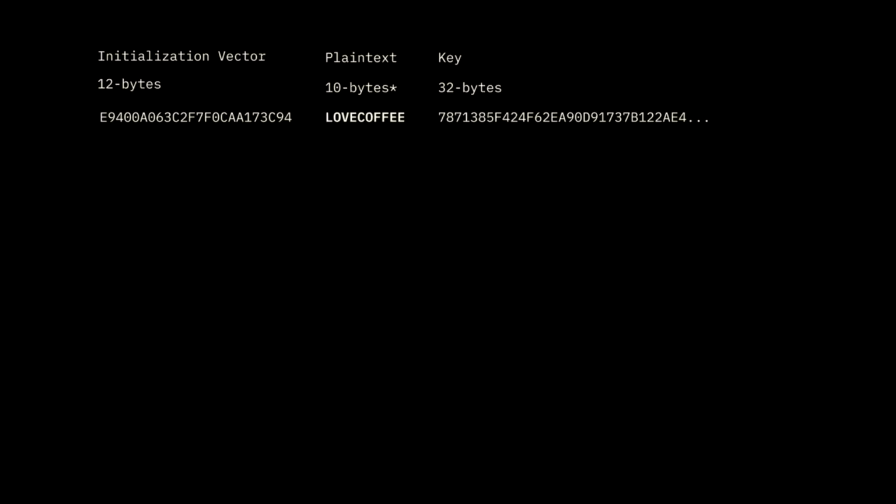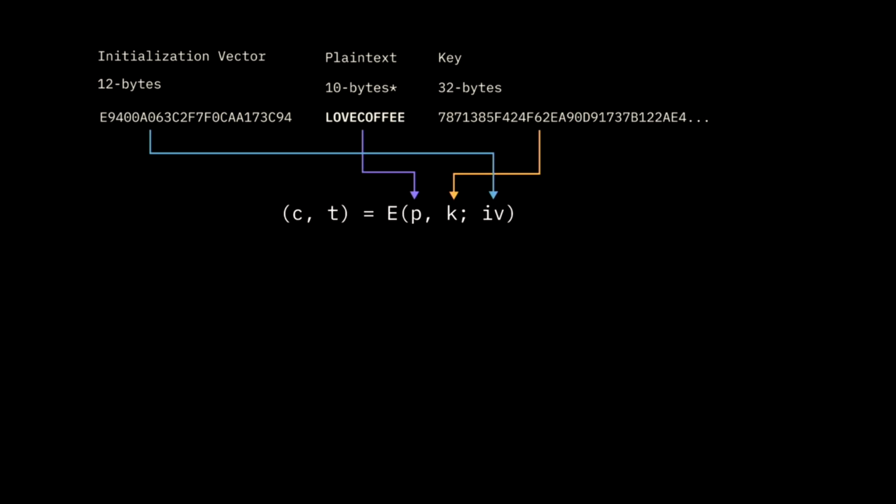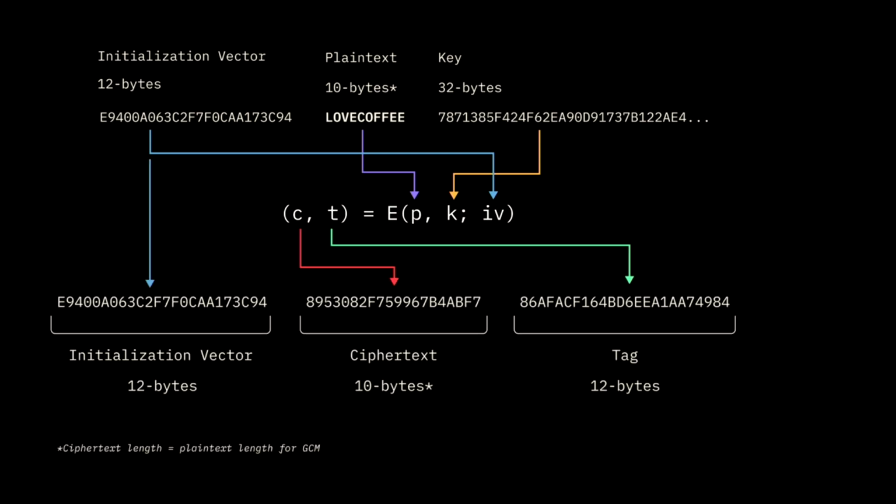So very quickly, though, the way that GCM mode works is called an authenticated encryption mode. So we're going to take some random initialization vector, some plain text, just the unencrypted value, love coffee, and I'm going to take a 32-byte key. I'm going to put that into my encryption function, E, and I'm going to get out a ciphertext. So we call it plain text and ciphertext, the unencrypted and encrypted versions. And we're also going to get this thing called a tag. So the tag is proving that the information is correct. We can't tamper with it. It provides a level of authenticity.